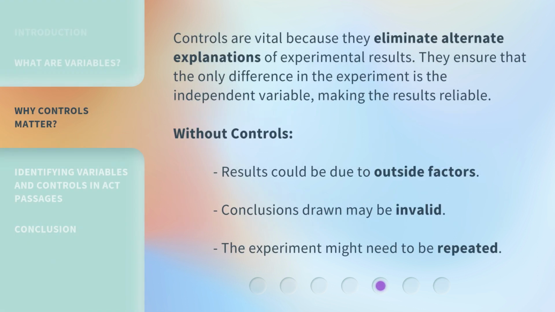Controls are vital because they eliminate alternate explanations of experimental results. They ensure that the only difference in the experiment is the independent variable, making the results reliable. Without controls, results could be due to outside factors. Conclusions drawn may be invalid. The experiment might need to be repeated.